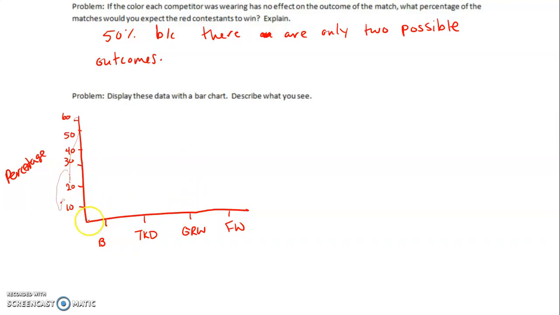So for boxing, we said that red won 55% of the time. So I'm going to make a bar that goes up to 55%. And then blue won 45%. Okay. And then in Taekwondo, what was it? We had 56% and 44%. So red won 56% of the time. Blue won 44% of the time.